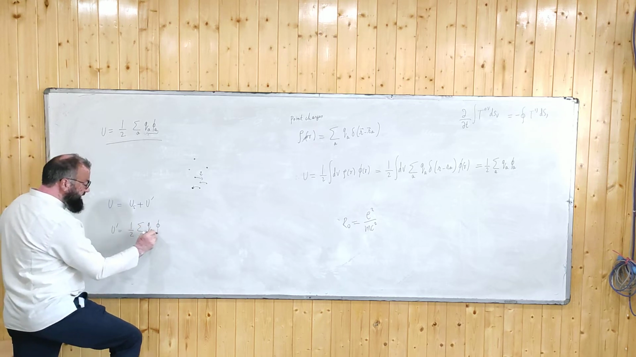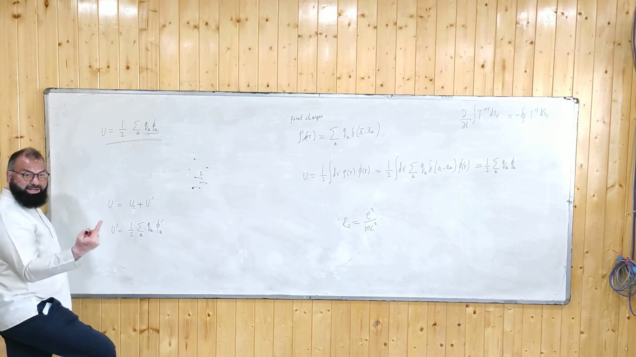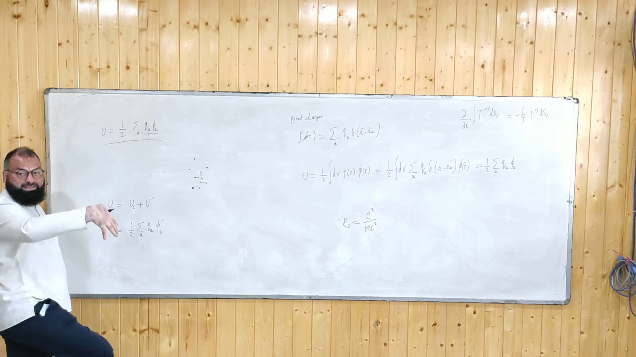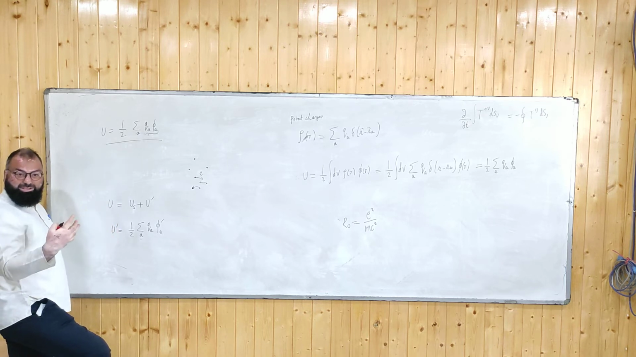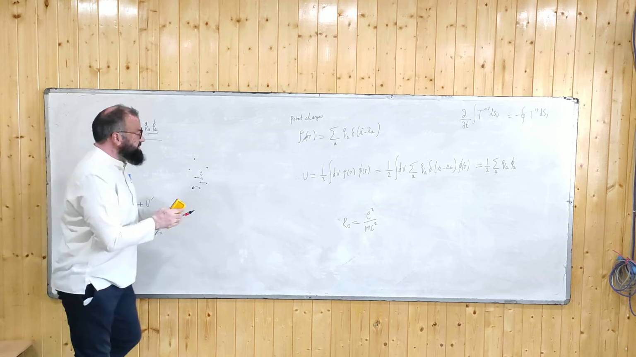So let me write this as some phi A prime. Okay, so phi A prime is actually the potential due to all other charges, except the charge on itself. Got it? Okay, so let's write it this way.